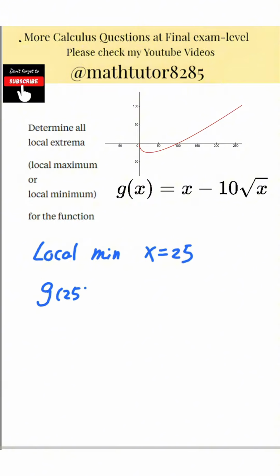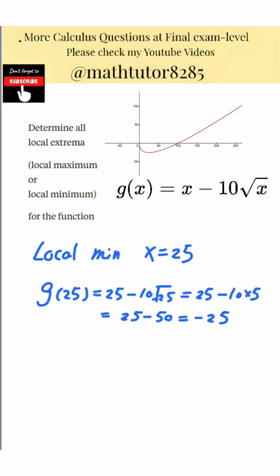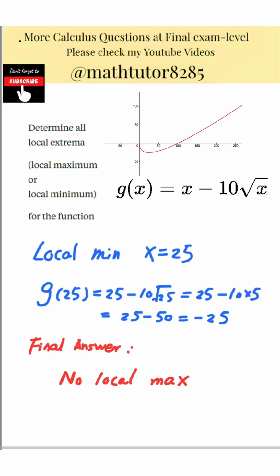To find the y value of this minimum point, plug x equals 25 back into the original function. That gives 25 minus 10 times the square root of 25. The square root of 25 is 5. So that's 25 minus 50, which equals negative 25. Final answer is, there is no local maximum. There's a local minimum at the point where x is 25 and y is negative 25.